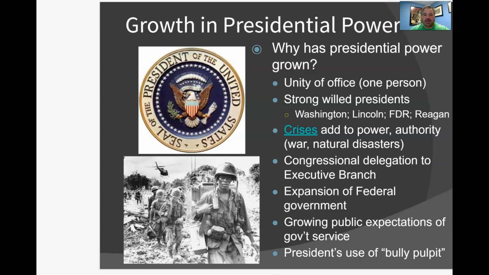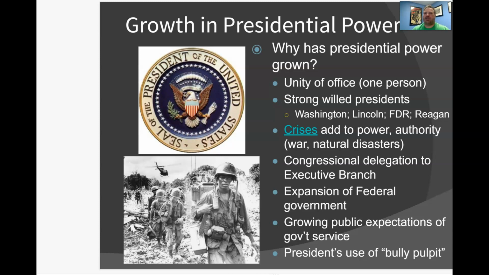Say what you will about President Obama. He was a strong-willed president that knew what he wanted to accomplish and did it. Say what you will about President Trump. He is a strong-willed president that knows what he wants to accomplish and goes about getting it done.